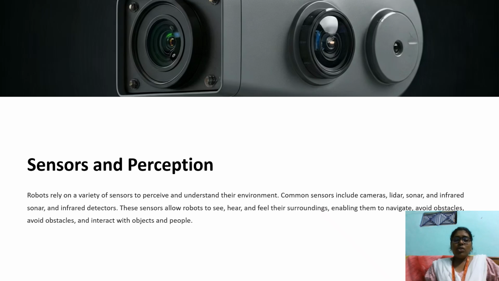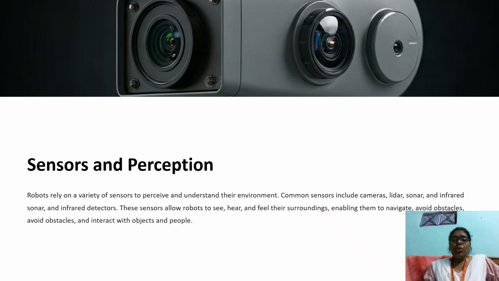So we can see the sensors and perception. Robots use a variety of sensors to perceive and understand their environment. The commonly used sensors include cameras, sonar, infrared sensors, and detectors. These sensors allow the robot to see, hear, and feel its surroundings, enabling it to navigate, avoid obstacles, and interact with objects and people.